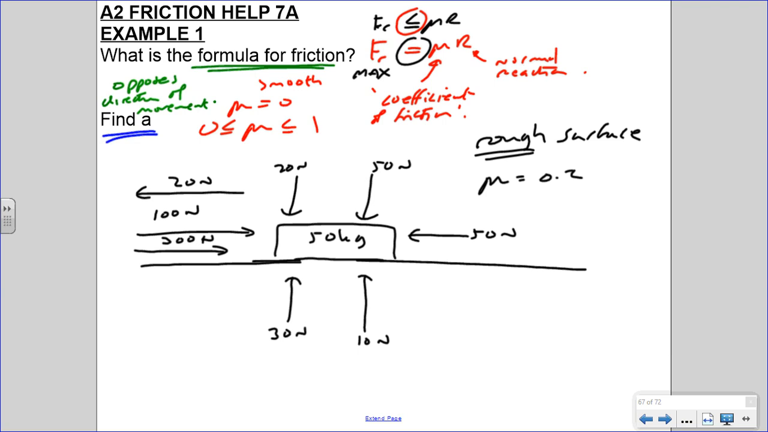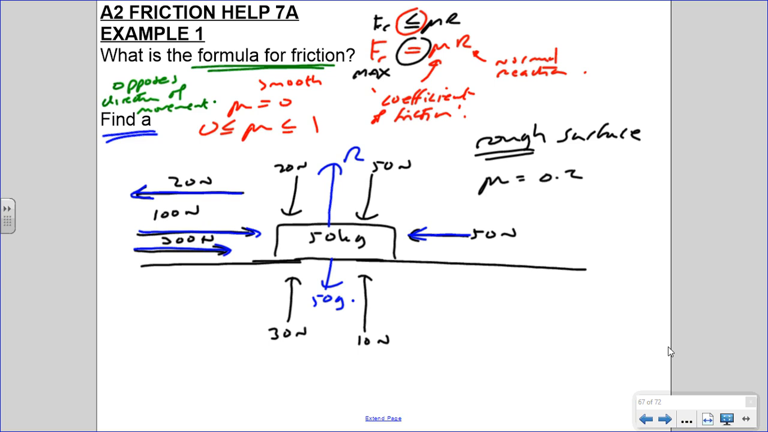So first I need to finish my diagram because I haven't got a normal reaction in here and I haven't got the weight of the particle. Okay, and we need to decide which way friction is going to act. Well, you can see that from the arrows: I've got 20 going left, 50 going left, so that's 70, and I've got 400 going right.